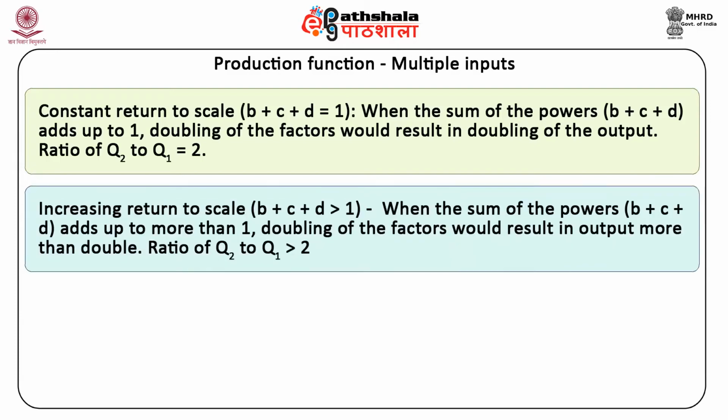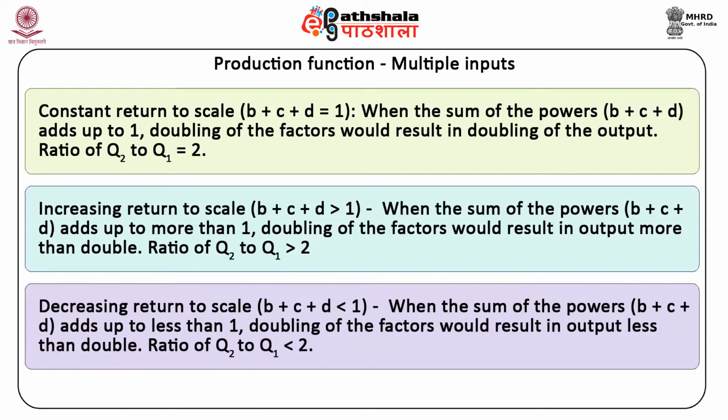Second, increasing returns to scale. That is, B plus C plus D is greater than 1. Now, when the sum of the powers B plus C plus D adds up to more than 1, doubling of the factors would result in output more than double. Ratio of Q2 to Q1 is greater than 2.